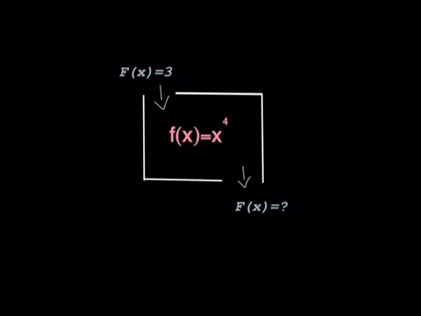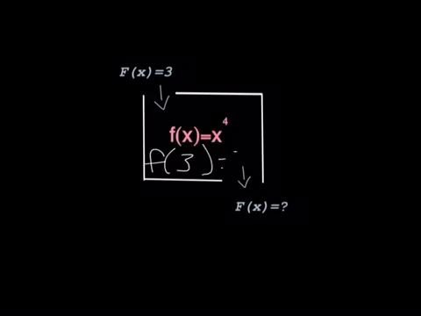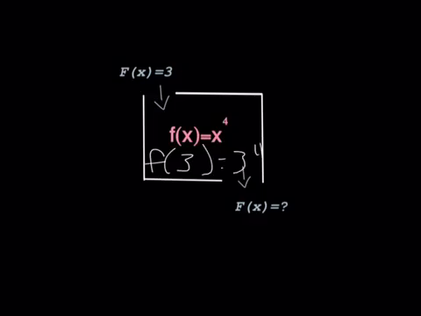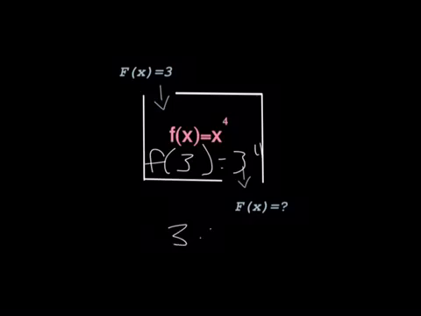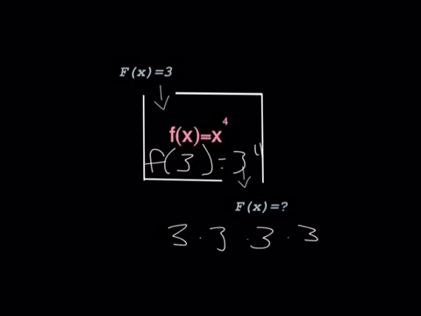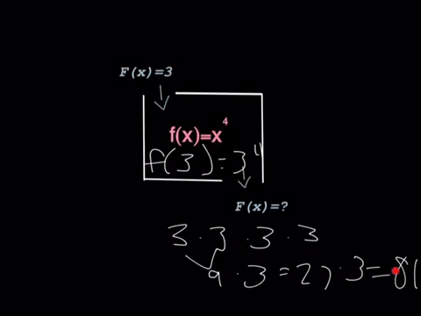Let's try one last more for input. So f of x equals x to the 4th power. So we know the input is going to be 3, so let's replace that. So it's going to be f of 3 equals 3 to the 4th. So 3 to the 4th, like that. 3 times 3, 9, 27 times 3, that will equal 81. So once again, your f of x equals 81 right here.